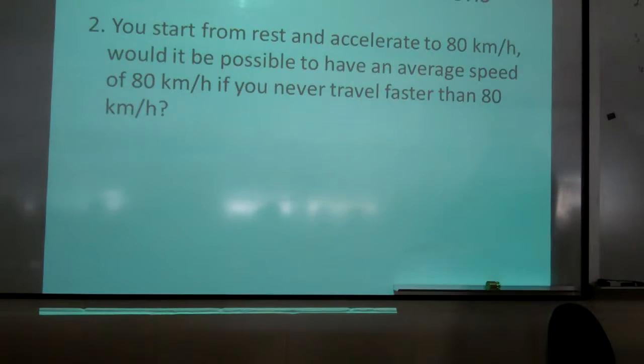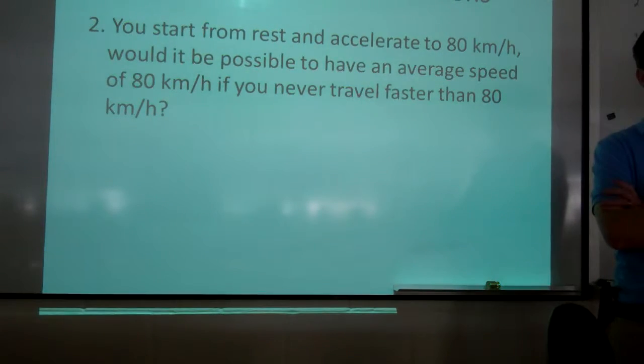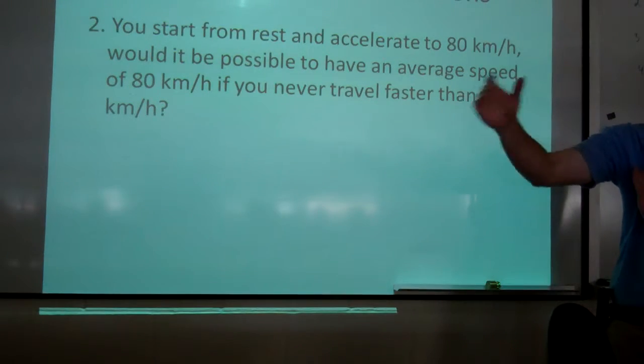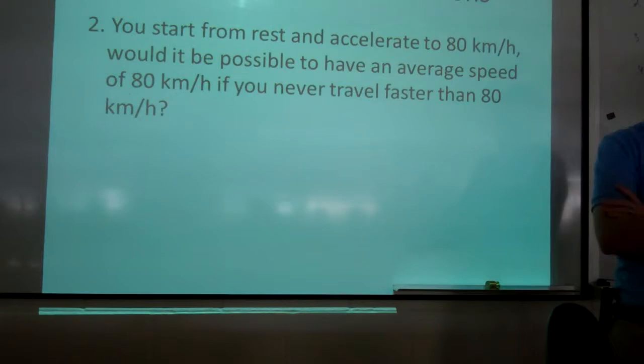Alright. You start from rest and accelerate to 80 kilometers per hour. Would it be possible to have an average speed of 80 kilometers per hour if you never traveled faster than 80 kilometers per hour? Tom? No. Why not? Because you can't accelerate to that instantaneously. That's correct. While you're accelerating, you're not going 80 miles per hour. So if you travel 80 miles per hour after that forever, your average speed will always be something less than 80, because there's a time when you weren't going 80 miles per hour. Does that make sense?